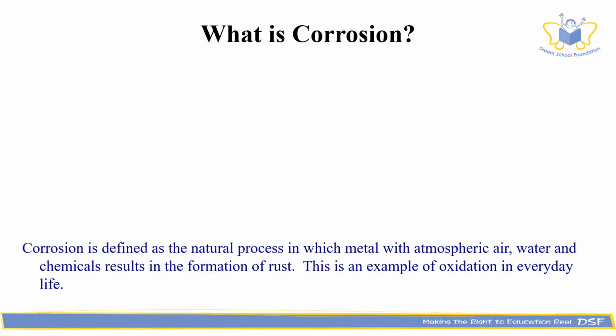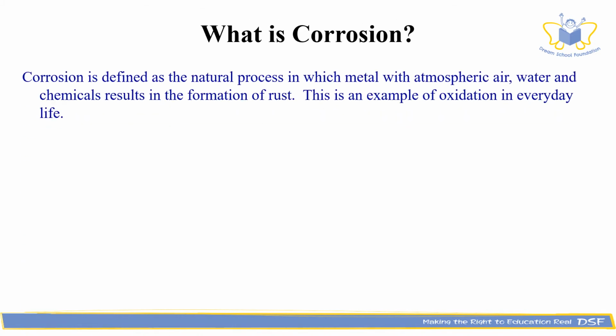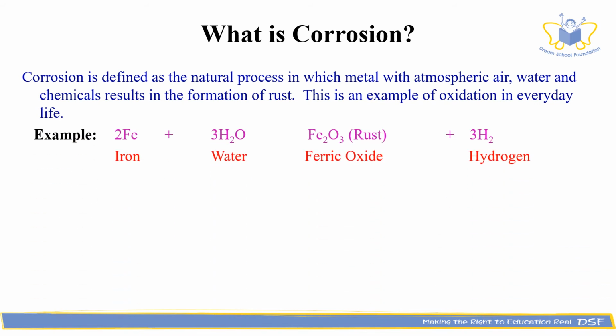What is corrosion? Corrosion is defined as the natural process in which metal reacts with atmospheric air, water, and chemicals, resulting in the formation of rust. This is an example of oxidation in everyday life. For example, when iron combines with atmospheric air and water, it forms a brownish red layer called rust, which is called ferric oxide, plus hydrogen is formed.